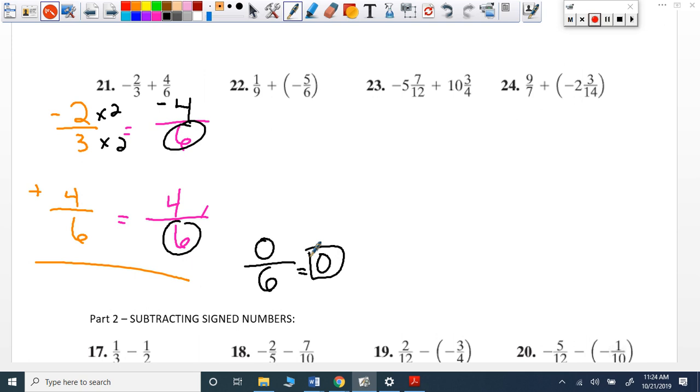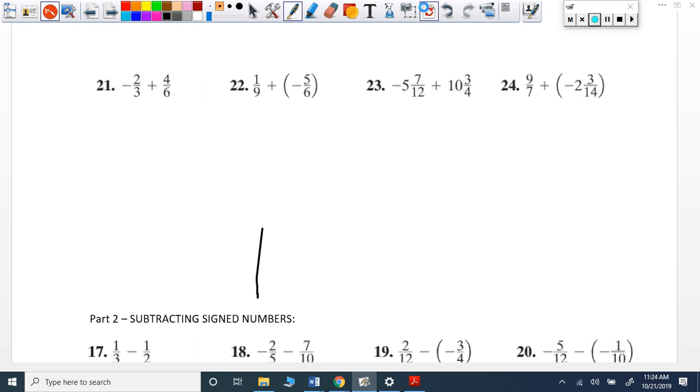Okay, let's look at 22. I'm going to erase this a little bit, well, I guess I'm erasing a lot, so that we can rewrite 22. This guy is unlike signs. So after our denominators, eventually we're going to have to subtract. But why is this guy different than the other two?